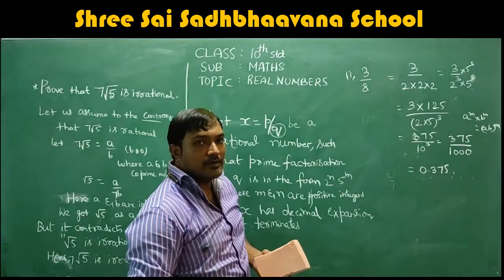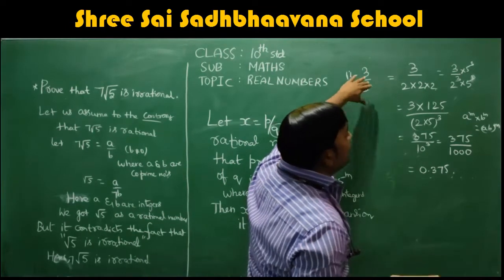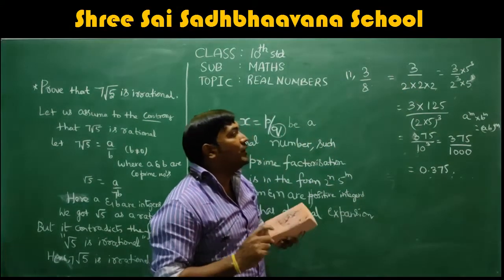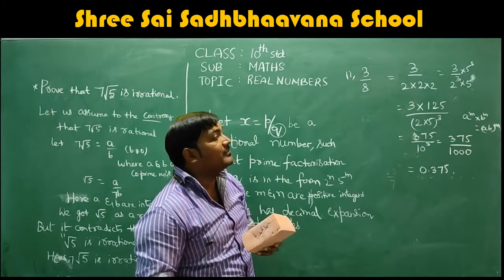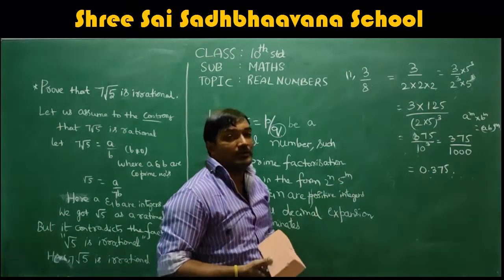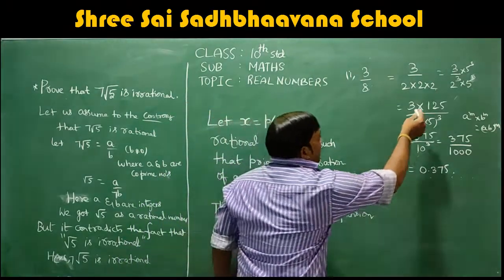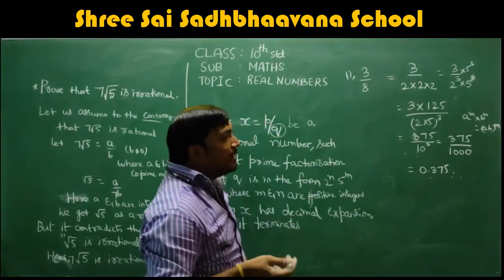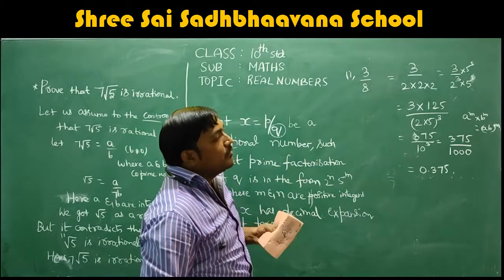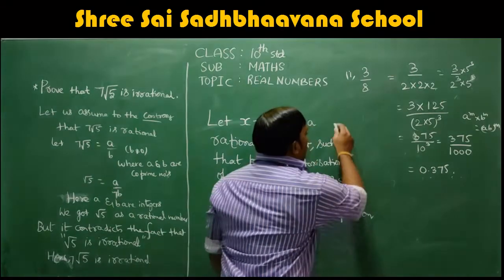Okay? Got it? So I'll explain once again. I've taken 3 by 8. So I am doing prime factorization for 8. If you do prime factorization for 8, you will get 3 divided by 2 into 2 into 2, which can also be written as 3 by 2 cube. So what is missing here? We have 2, but 5 is not there, correct? So what I did, I just multiplied with 5 power 3 and divided with 5 power 3. Why am I doing that? So that we will get 5 power 3 over 10 power 3. Correct? We have converted it. When you multiply with 5 cube, see, any number you can multiply and divide with that number. For example, you have 2 here.